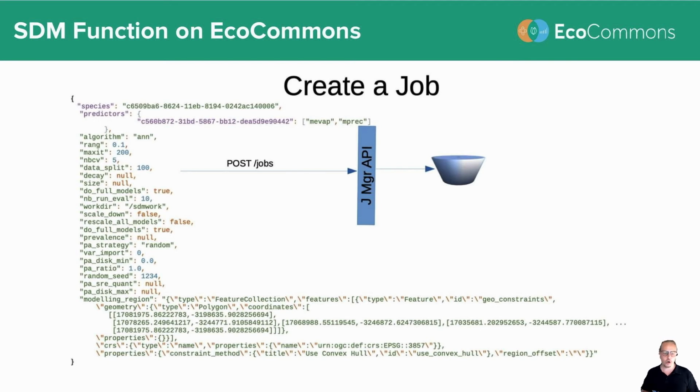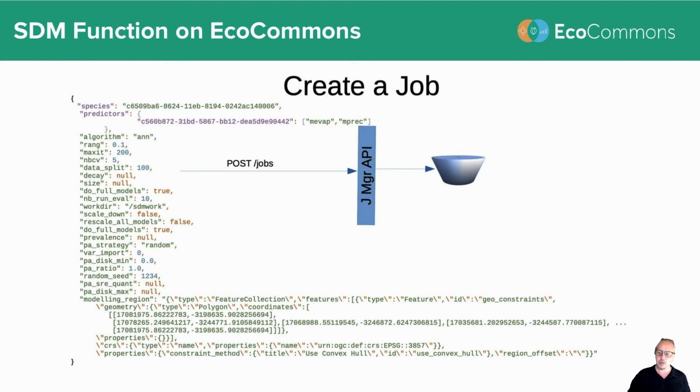First point is create a job. So when a user designs an experiment using our modeling wizards or function catalog, a job request is sent to our internal job manager API. And this job request contains all metadata needed to run the experiment. So this is input data, constraint parameters, algorithms or models to run, plus more.